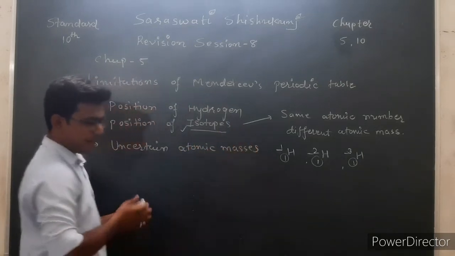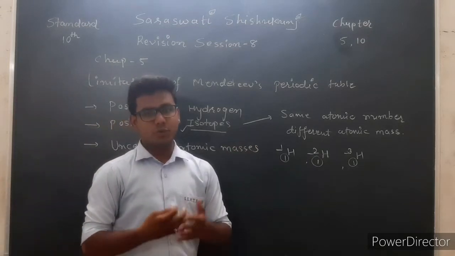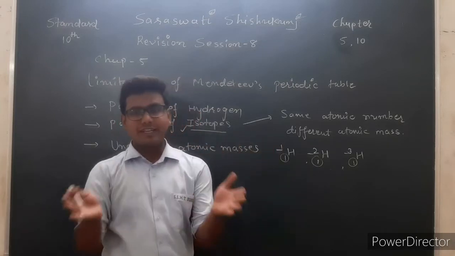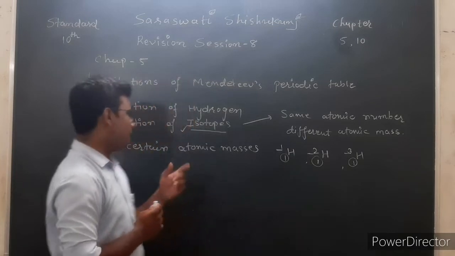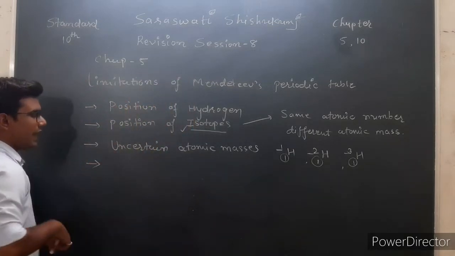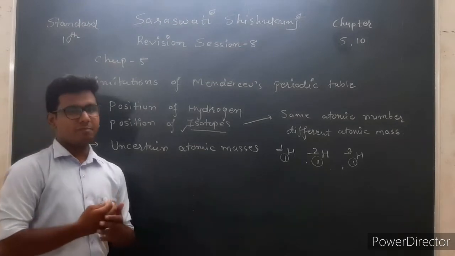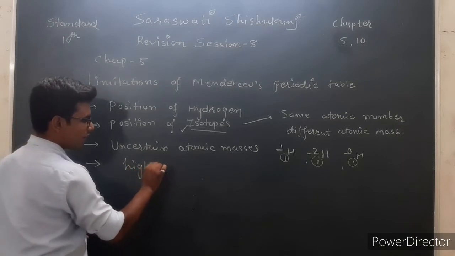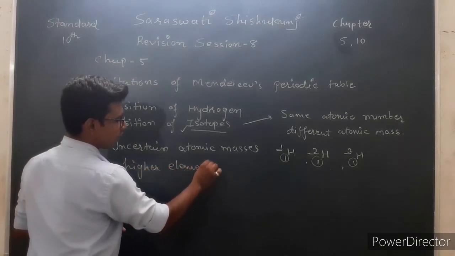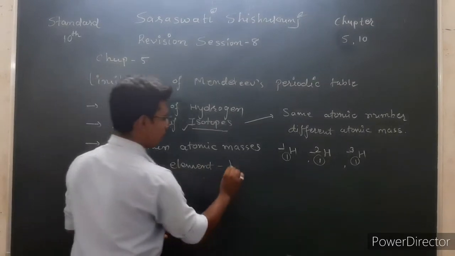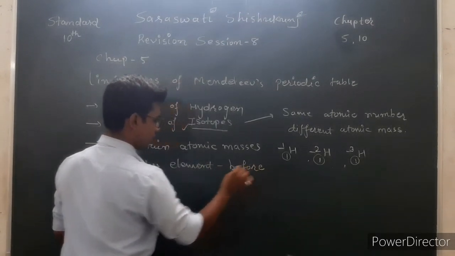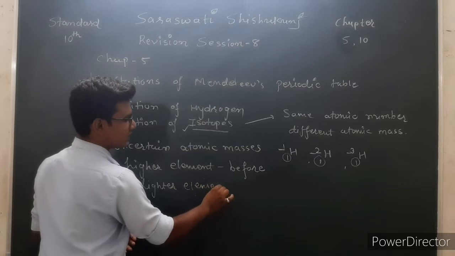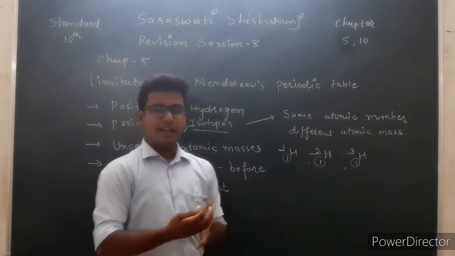We all know that Mendeleev's periodic table was arranged according to atomic mass, right? And the increasing of atomic mass was not in a certain manner. So that was also a limitation of Mendeleev's periodic table. And the fourth limitation for Mendeleev's periodic table: in some cases, the higher element was kept before the lighter element. In some of the cases, the higher elements were kept before lighter elements, right?